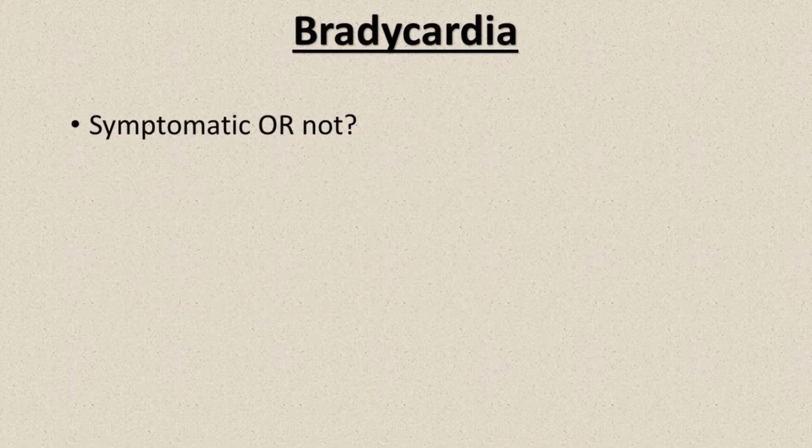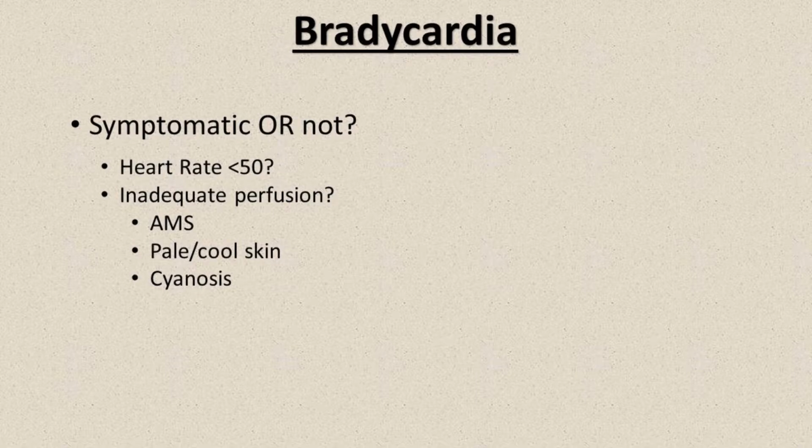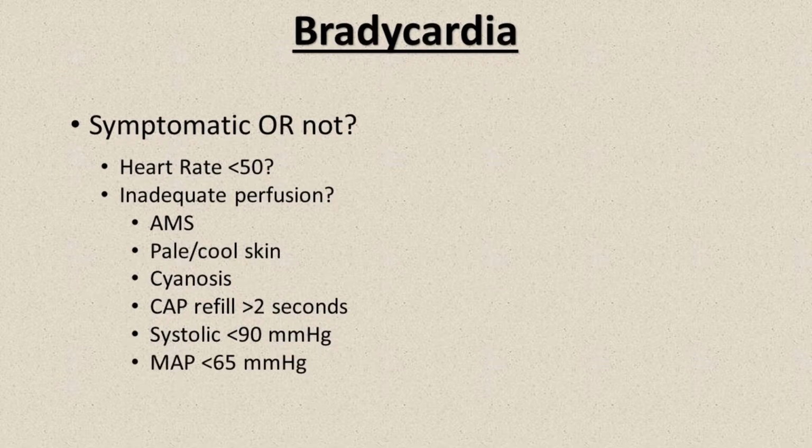So we have a patient who has a pulse rate below 60. As EMS providers, we now have the task of deciding whether this patient is symptomatic or not. So as we assess this patient and obtain our SAMPLE history, we want to first ask, is their heart rate less than 50? And are they showing any signs of inadequate perfusion? This includes if they are altered mental status, pale, cool skin, cyanosis, cap refill greater than 2 seconds, is their systolic less than 90 or is their MAP less than 65? These are all signs and symptoms that we will use to determine our treatment plan for this patient.